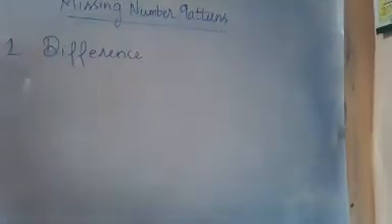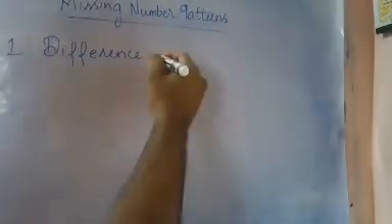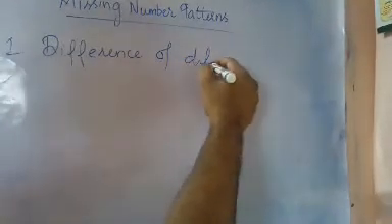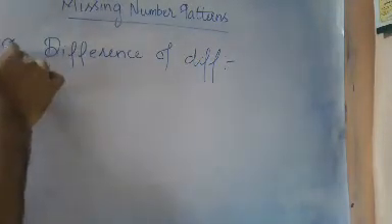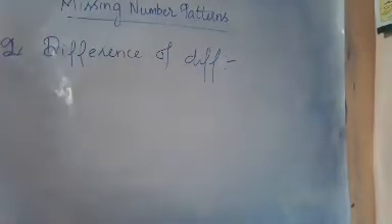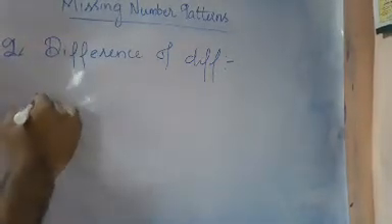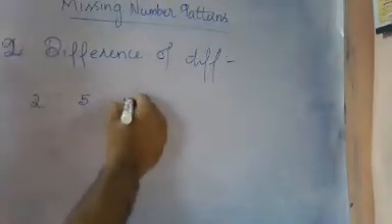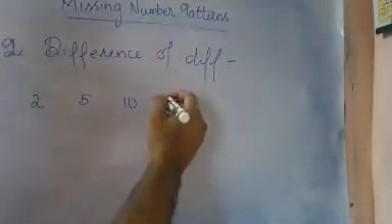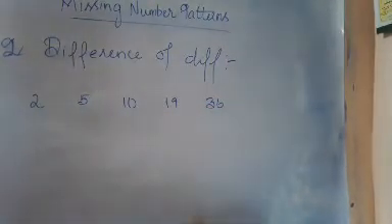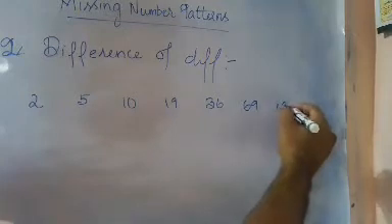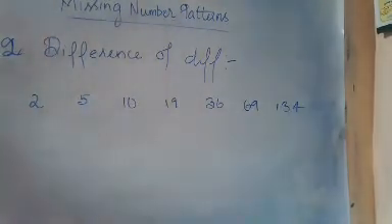Next pattern is difference of difference. So first we have found the pattern of difference. Next we are moving deeper and finding the difference between these differences. So for example, we will take 2, 5, 10, 19, 36, 69 and 134. So this is a sequence of numbers given. So let's find what is the pattern present here.